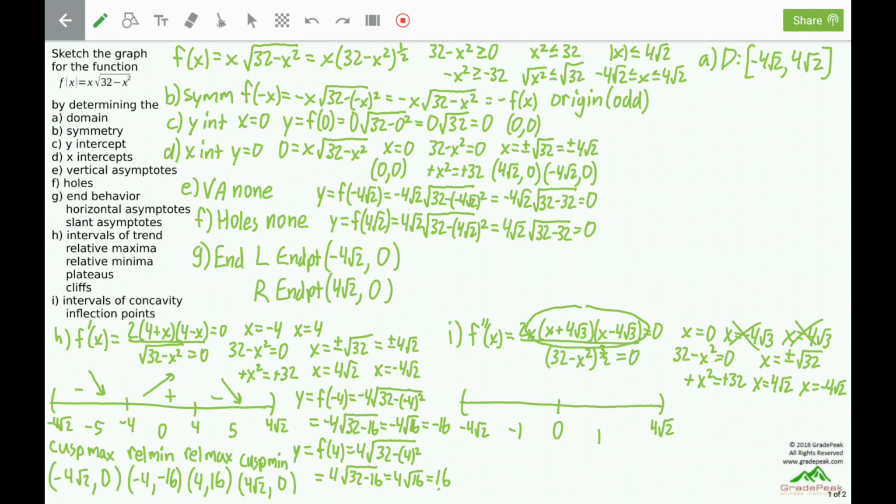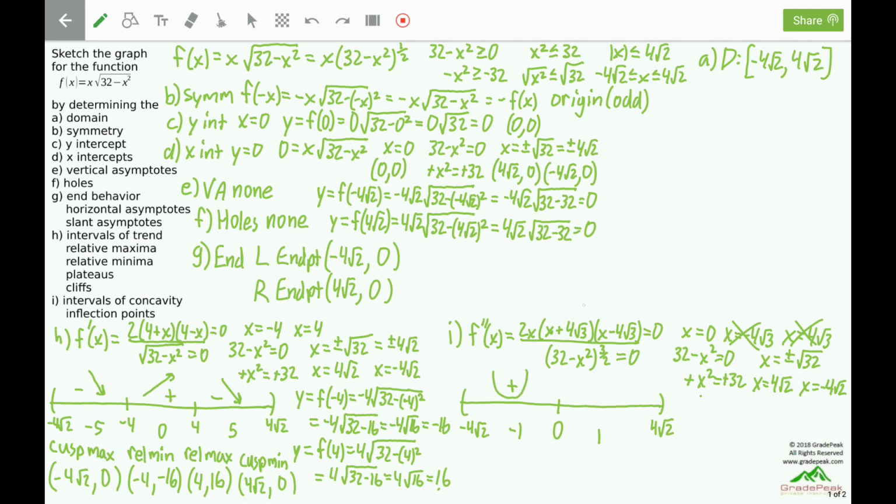Plugging in a negative 1, we'll have a negative 1 times (negative 1 plus 4 square root of 3), which will be a positive, times (negative 1 minus 4 square root of 3), which will be a negative. We have a negative times a positive times a negative. That's a double negative. It's a positive. We have a positive second derivative, which corresponds to concave up.